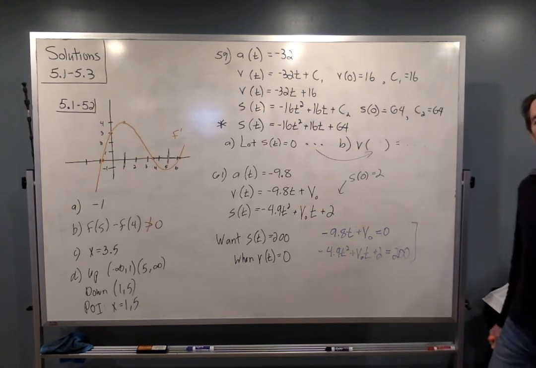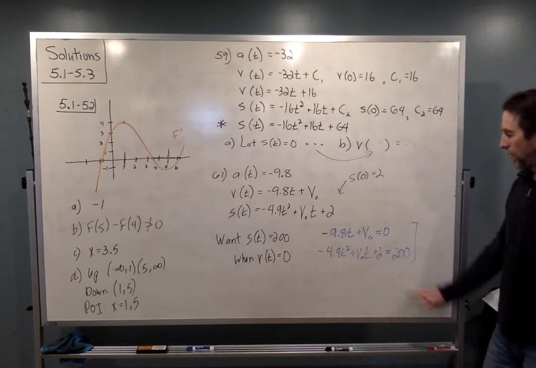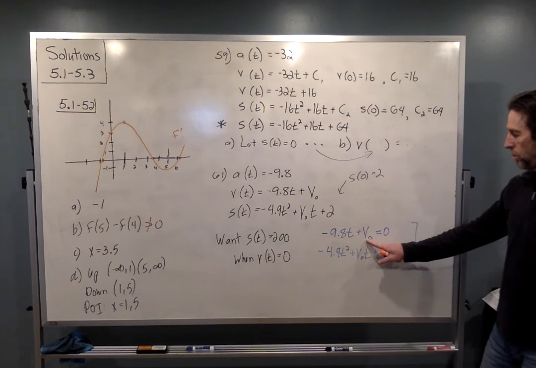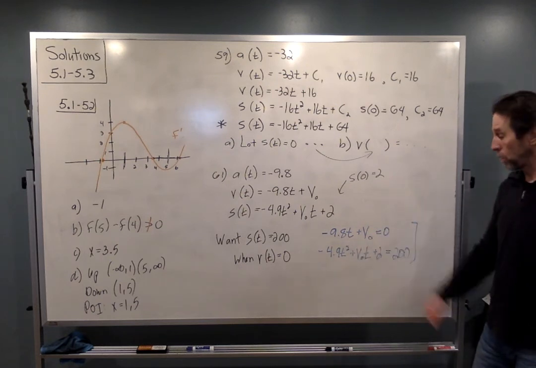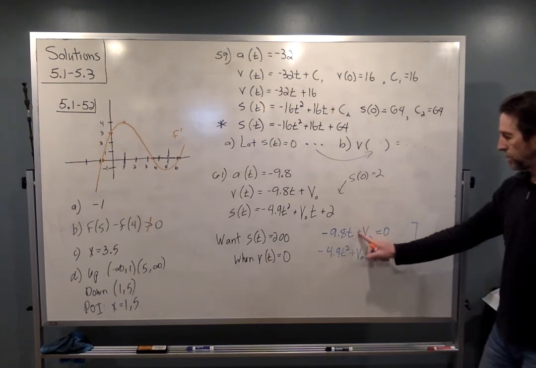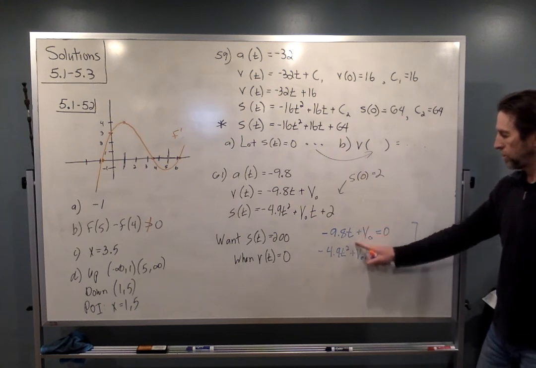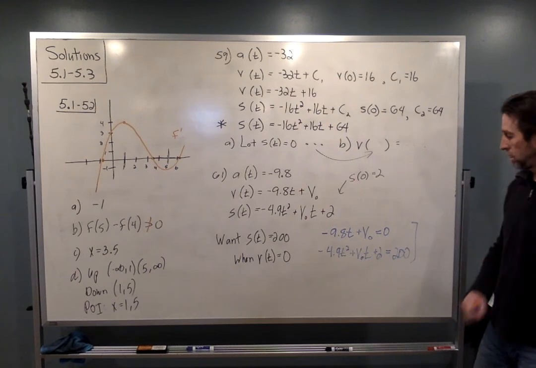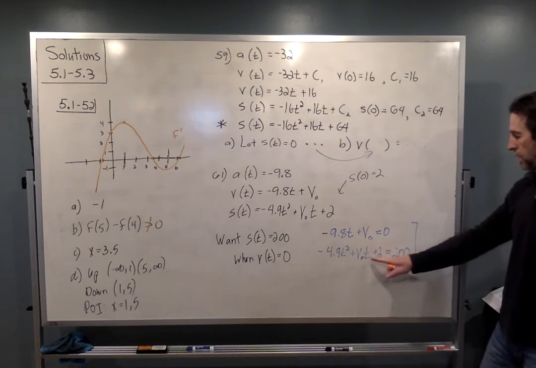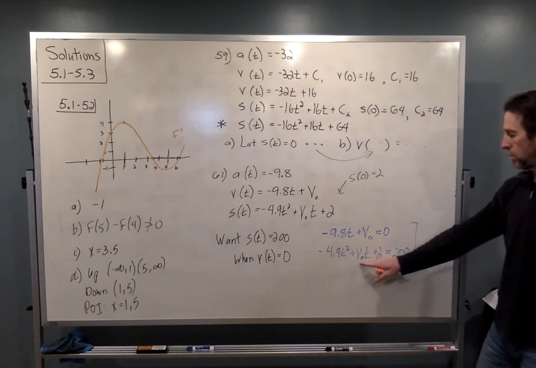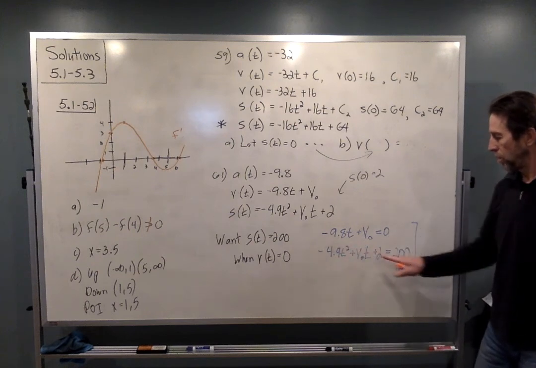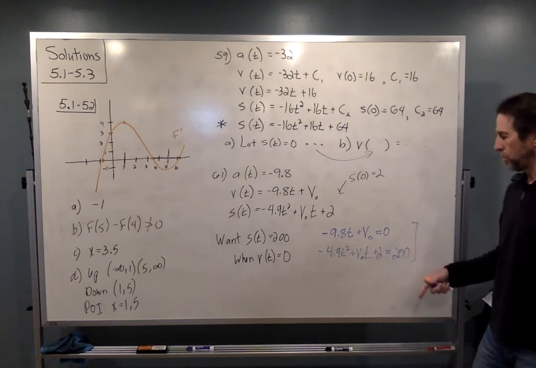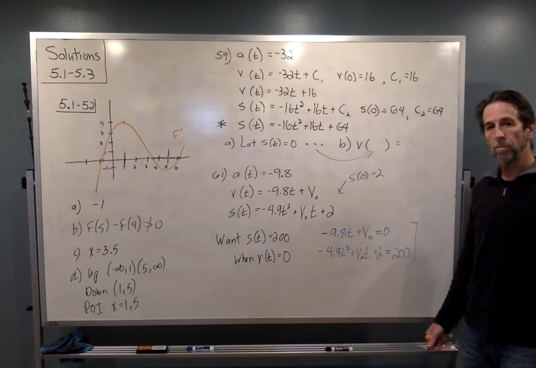Now we have to solve this system of equations. We eventually want to get v sub 0, but we might have to find t first. It might be more convenient. My advice is to take this equation and solve for v sub 0, which is basically 9.8 t. We can then put that 9.8 t right here. We're going to have a nice simple equation to solve for t. Once you get t, you can go back and find v sub 0.